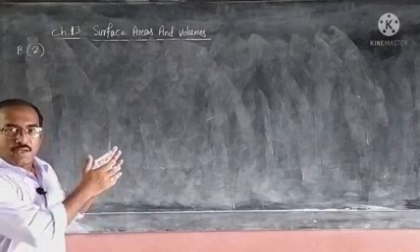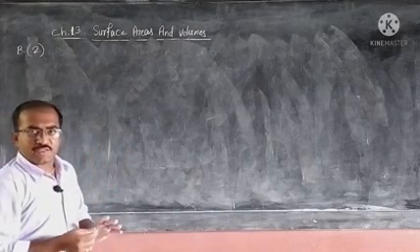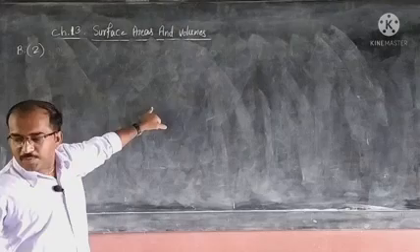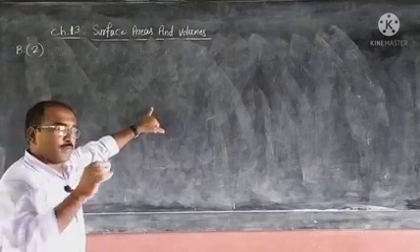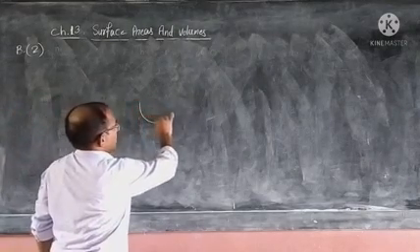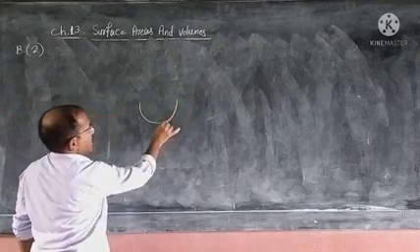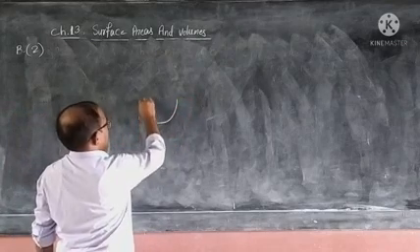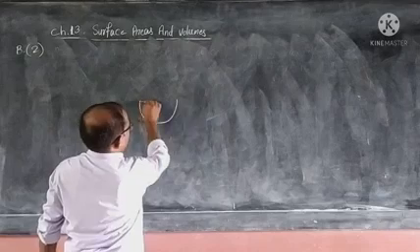Let us try to draw the shape of this solid. Once more, the vessel is in the form of a hollow hemisphere, and we know a hemisphere is half of a sphere. So this is the hemispherical portion of the vessel.